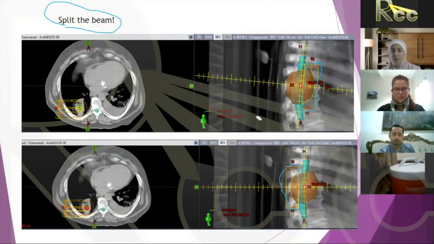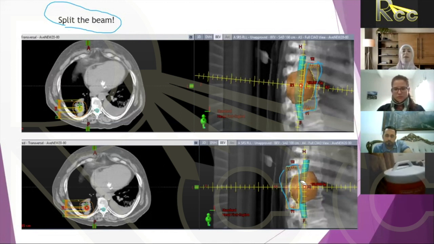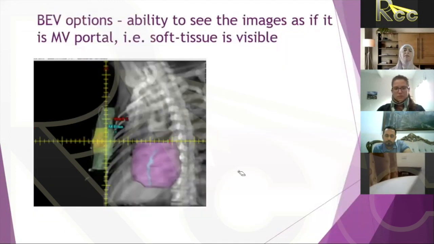So this is a concept I really liked. The planner split the beam so that he or she, I don't know who did the plan, will not radiate the spinal cord. Another trick to reduce the dose to the cord while still capturing the PTV from these sides. So as you know, when you're planning using the beam eye view, you really can do a lot of tricks. And it will take you away from the 2D mentality because now you're looking at 3D.